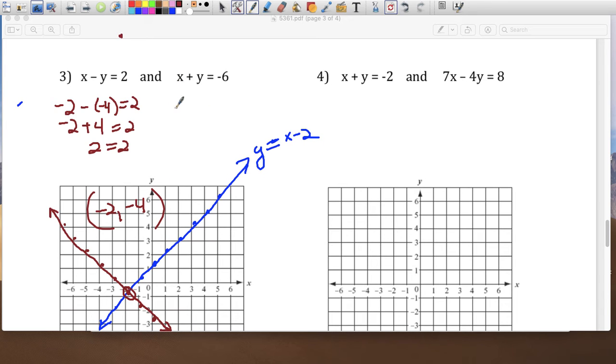And the second one, again, x is negative 2 plus y, which is negative 4. That should give me negative 6, and it is, because negative plus a negative is going to be negative 6, and negative 6 equals negative 6. So we're good there as well. So again, that point satisfied both equations.